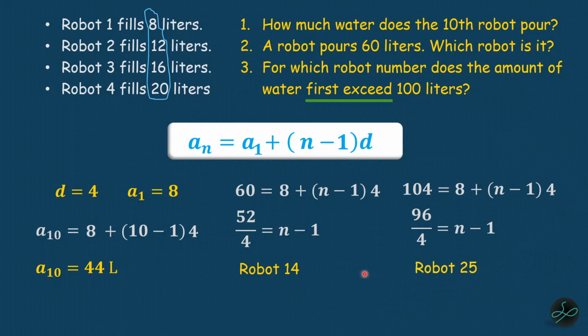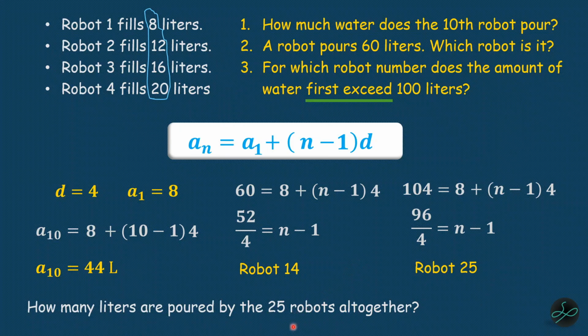What if we are asked, how many liters are poured by the 25 robots altogether? The answer is 1,400. We will cover this in the next tutorials.